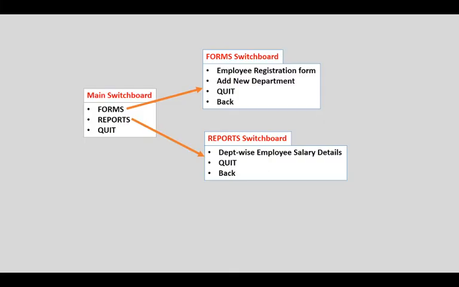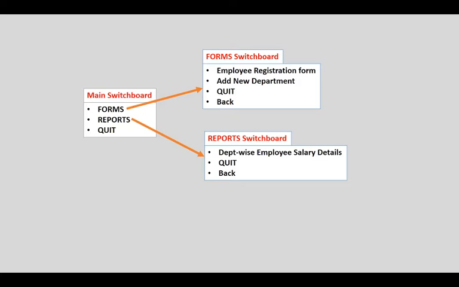I am explaining the same thing again. We need to create 3 pages or 3 switchboards: main switchboard, forms switchboard and reports switchboard. The items in the main switchboard are forms, reports and quit. If we click on the item forms, it has to open the forms switchboard. Similarly, if we click on reports, it has to open the reports switchboard.